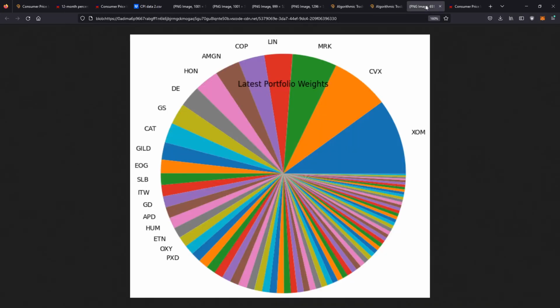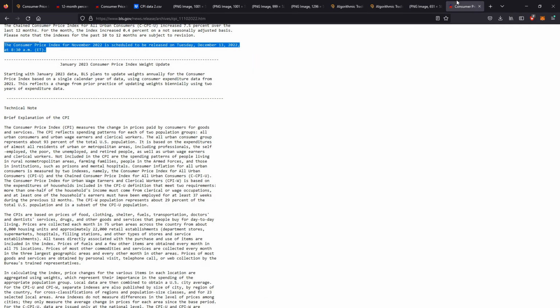This pie chart shows the current holdings of the strategy portfolio as of November 26, 2022. I show the tickers of the 20 largest positions. To get the entire list of the portfolio, see the research notebook in the attached project. The portfolio weights will likely adjust when the universe changes or the new CPI data point is released. The Bureau of Labor Statistics website says that we can expect the next CPI release to be on December 13th at 8:30 a.m.